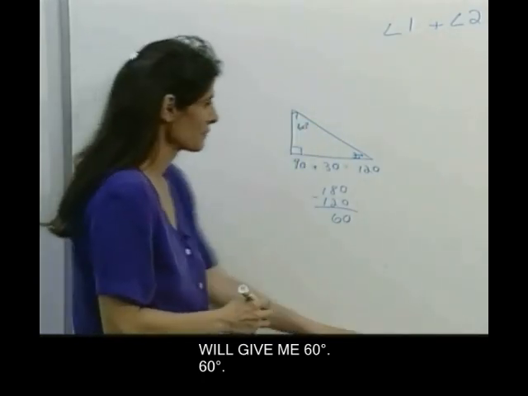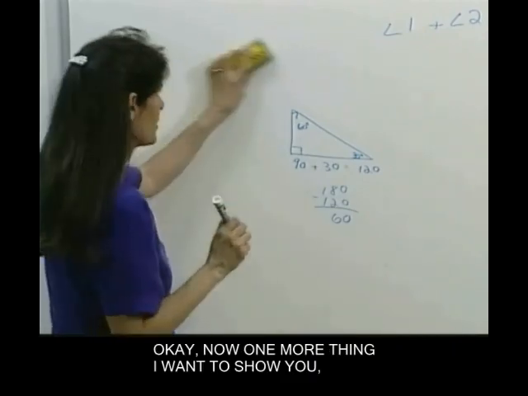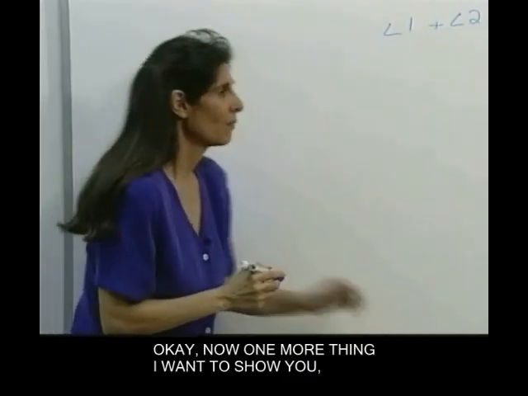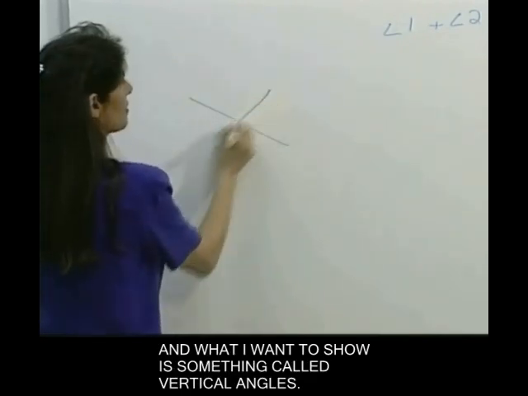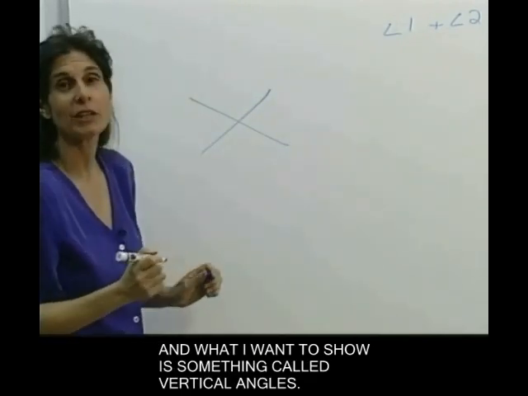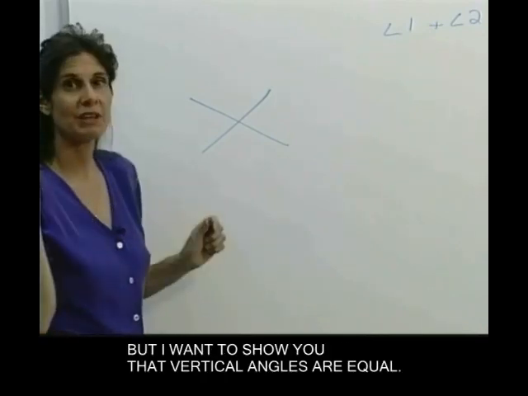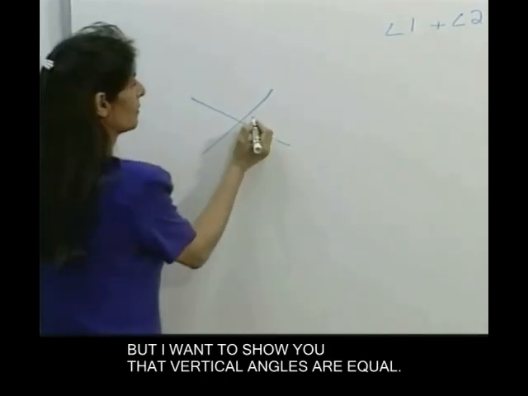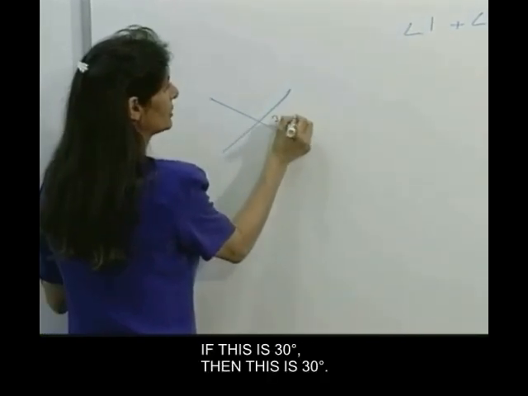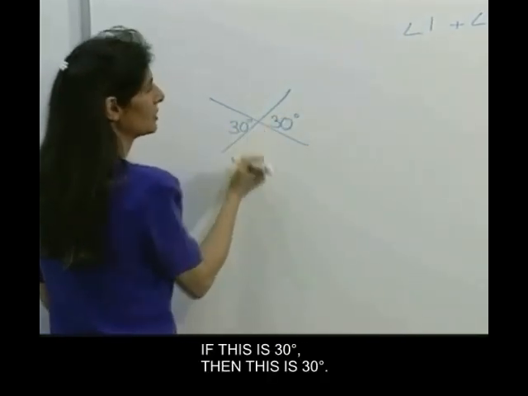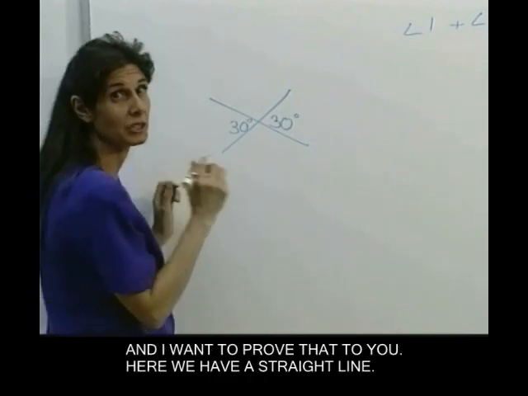60 degrees. Okay, now one more thing I want to show you. And what I want to show you is something called vertical angles. Now to me they look like a bow tie, but I want to show you that vertical angles are equal. If this is 30 degrees, then this is 30 degrees. And I want to prove that to you.